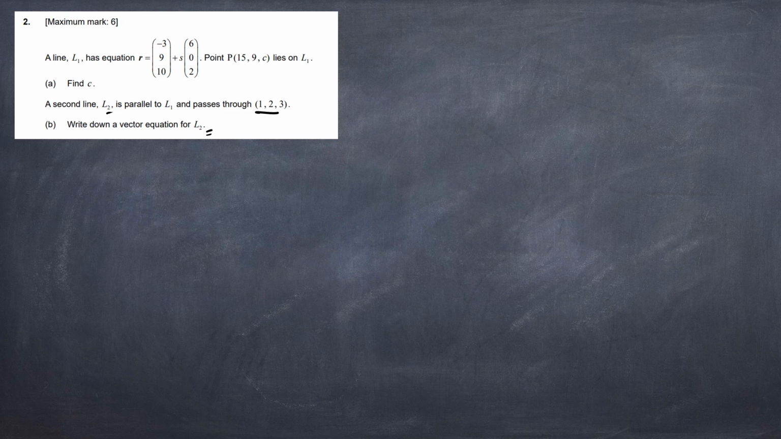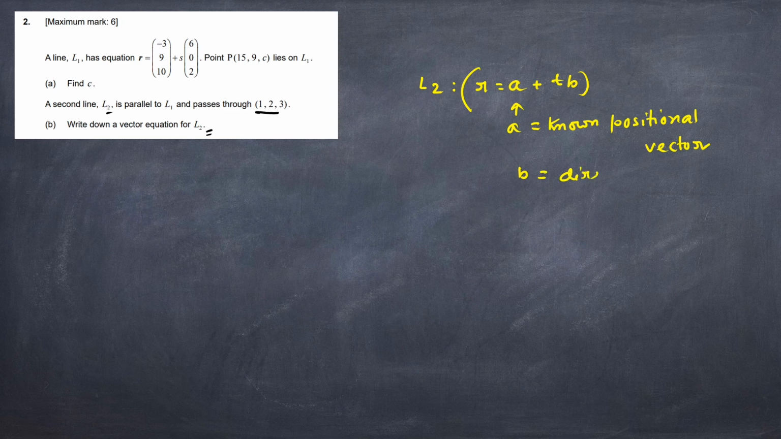Now the equation for any parallel line, L2, let this be the parallel line. It is in the format r equals to a plus tb, where a is equals to the known positional vector and b is equals to the direction vector. Here a is, as you can see, the known positional vector 1, 2, 3.